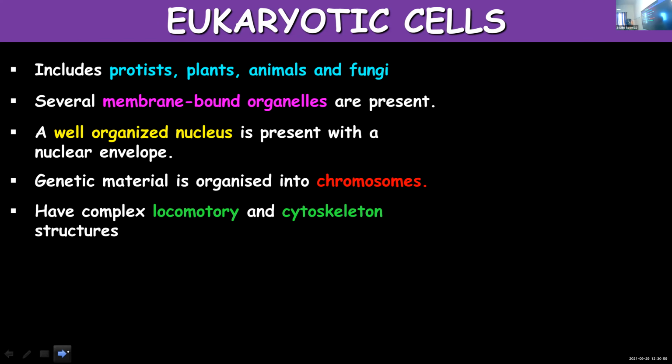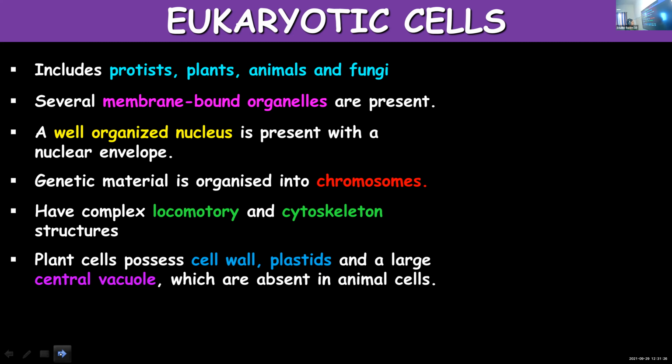And they are provided with complex locomotory and cytoskeleton structures. The cytoskeleton, the cell skeleton, forms the skeletal structure of the cells, with microtubules and so on. In this chapter itself, you will be learning about all these cytoskeletal structures. So apart from all these, they have complex locomotory and cytoskeleton structures.